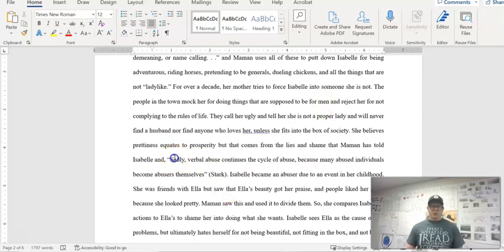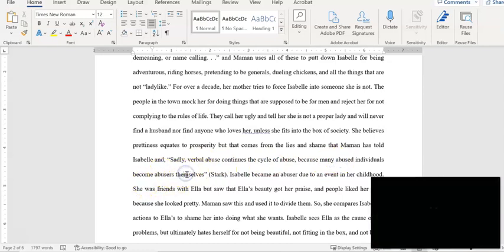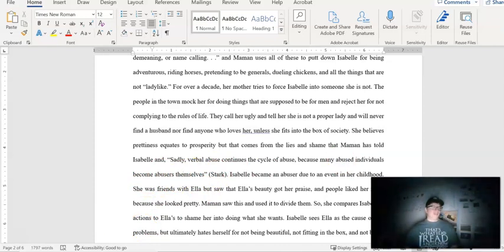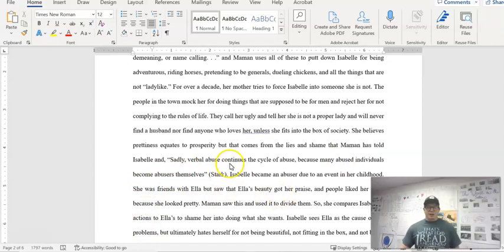Okay, let's look at this other quote. She believes prettiness equates to prosperity, but that comes from the lies and shame that Mammon has told Isabel. Sadly, verbal abuse continues the cycle of abuse because many abused individuals become abusers themselves. Now, oh, hold on, I don't know if you can see this. My lights went. Okay, sorry.